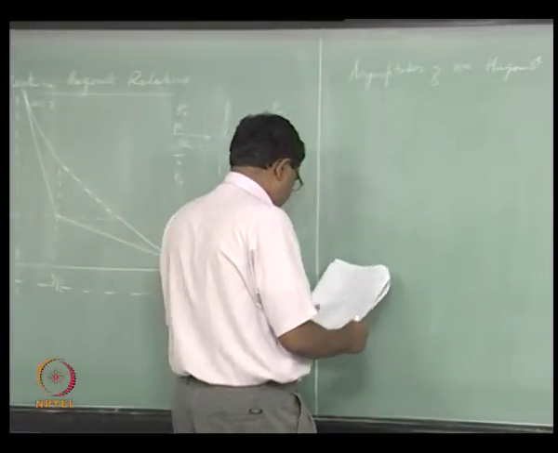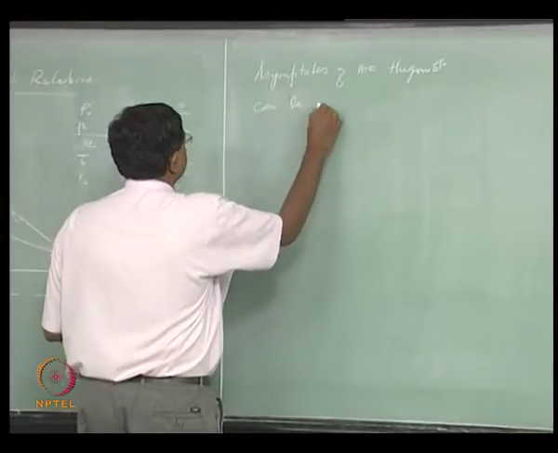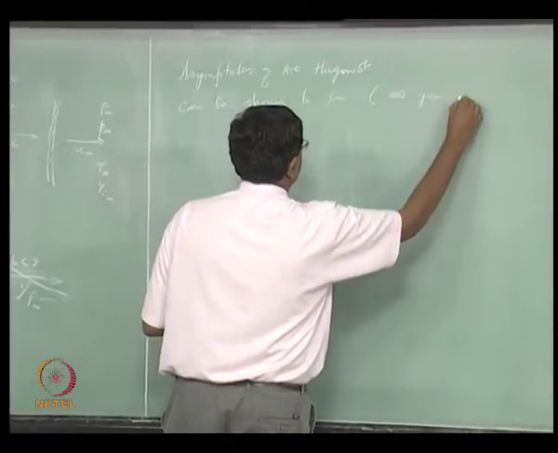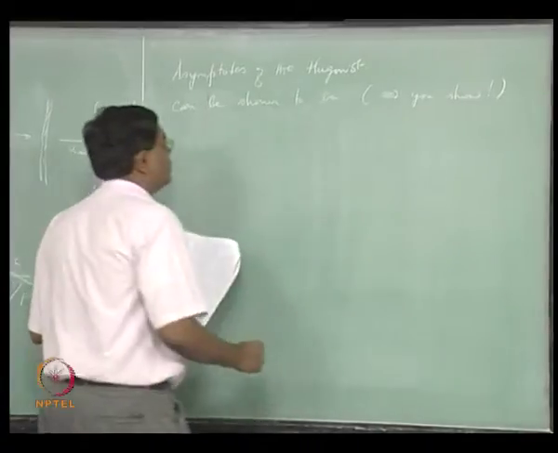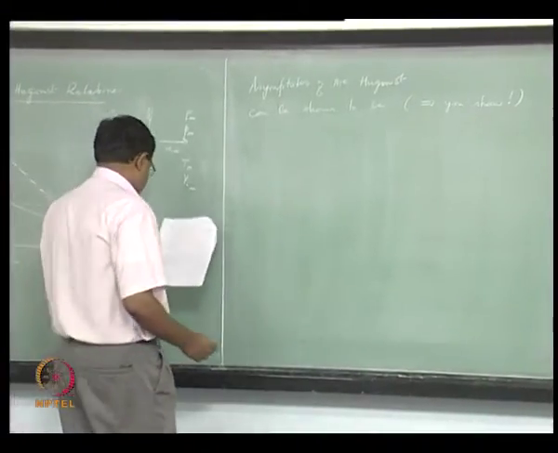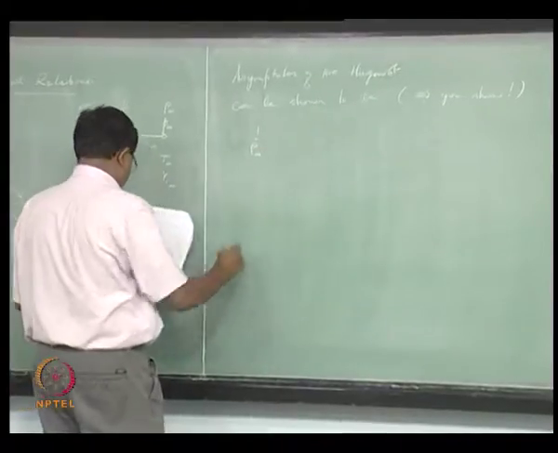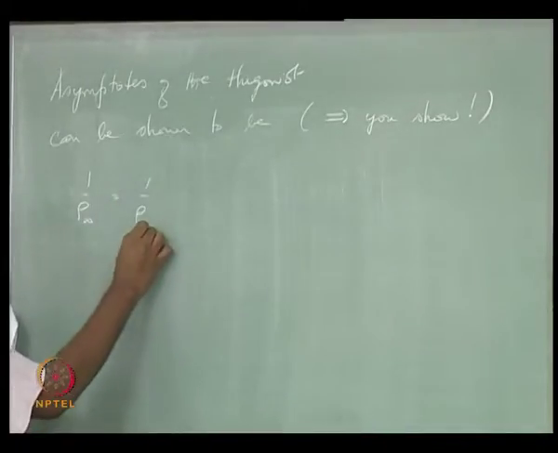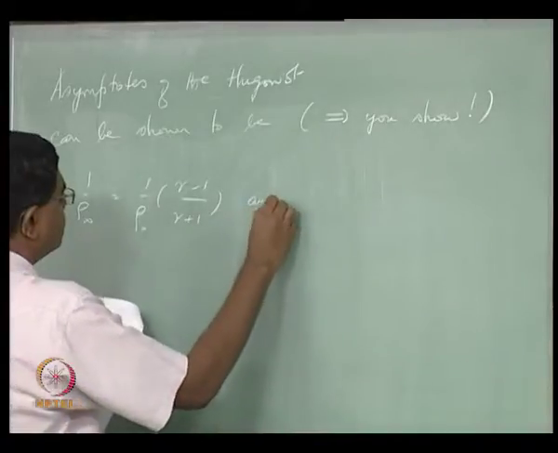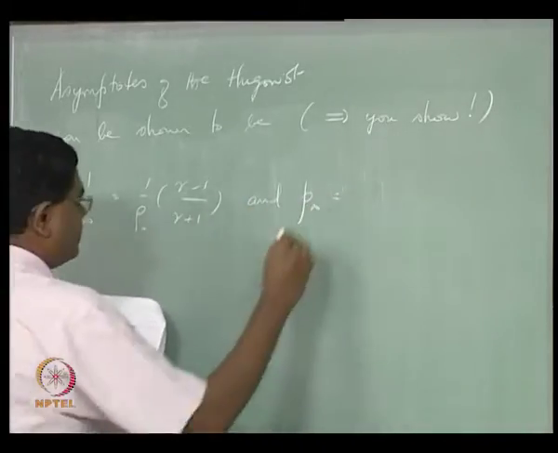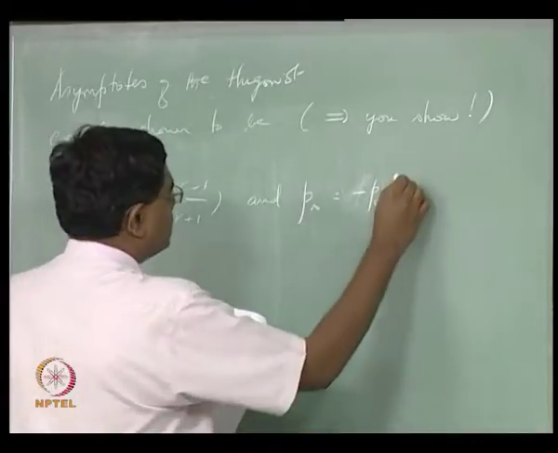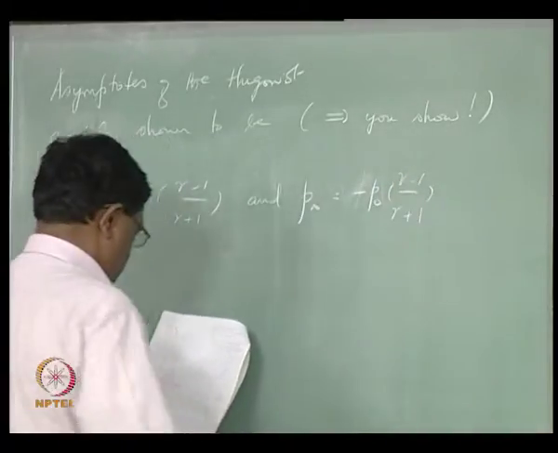So it can be shown that, you can do this as an exercise, and it can be a typical quiz question or an exam problem. 1 over rho infinity equals 1 over rho naught times gamma minus 1 divided by gamma plus 1, and p infinity equals minus p naught times gamma minus 1 divided by gamma plus 1.